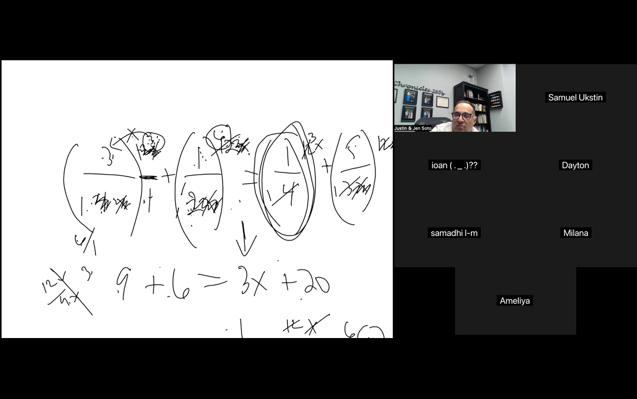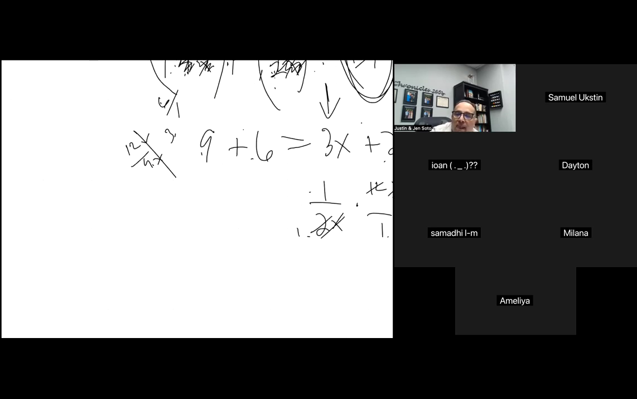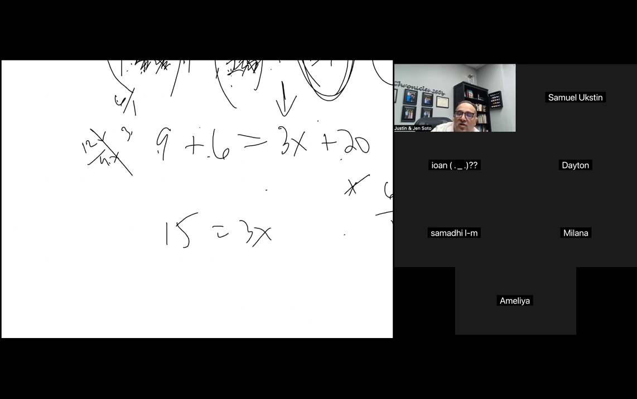Let's go ahead and finish the problem. 9 plus 6 is 15, equals 3x plus 20. Subtract 20, subtract 20. Negative 5 equals 3x. x equals negative 3 over 5. There's your answer.